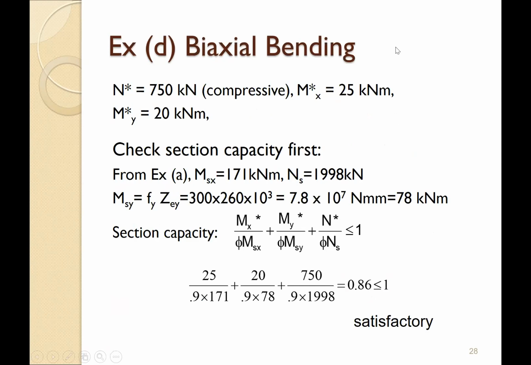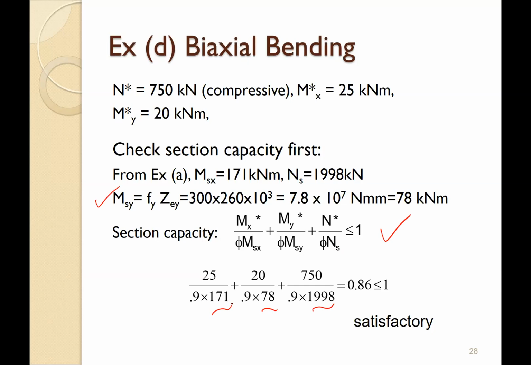Next, we are looking at the biaxial bending capacity. Now, for the biaxial bending, N star is 750 kilonewton, which is the compressive loading. Then M star X and M star Y are provided. Check the section capacity first. You see that section capacity is MSY, this one. And then now we are calculating this. You see this is section capacity, this NS section capacity we have already calculated, and this we have calculated before. So this is satisfactory.